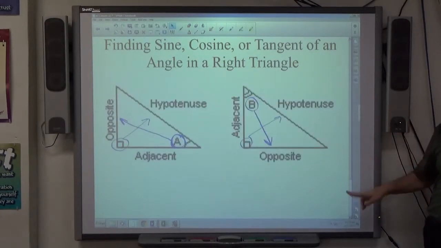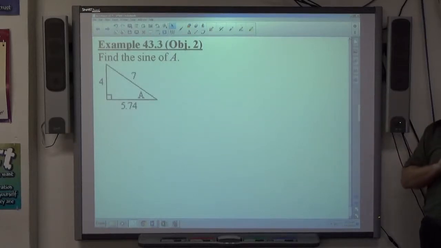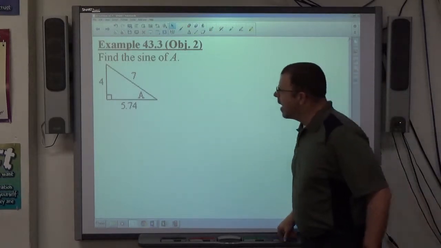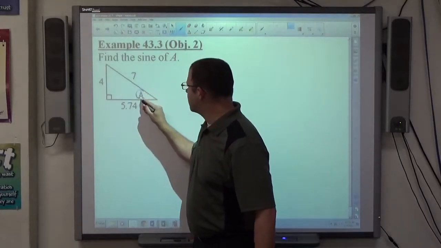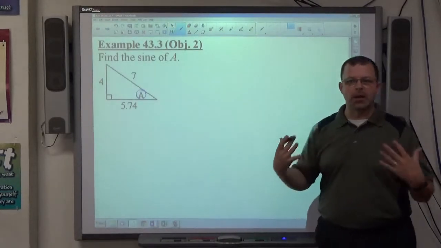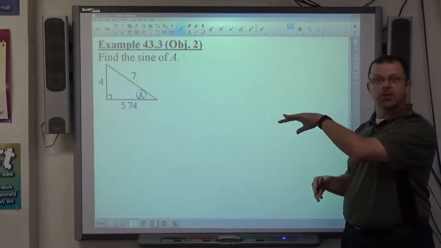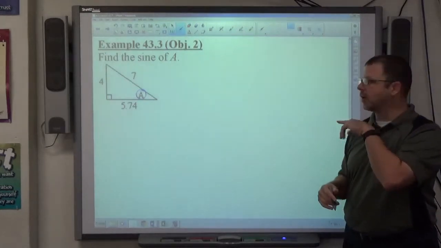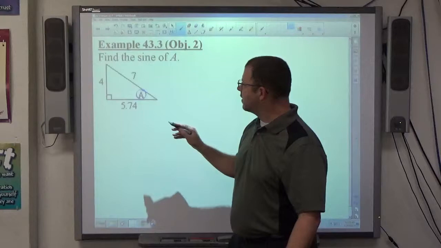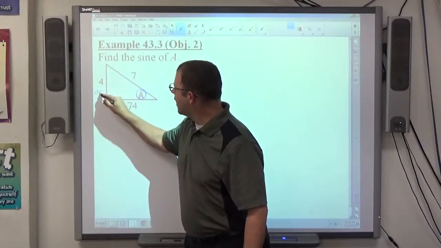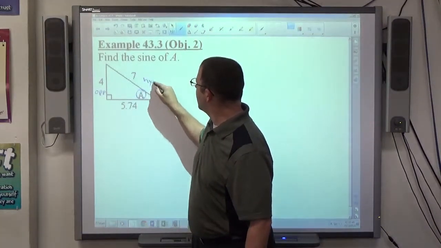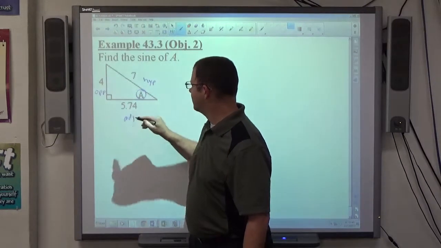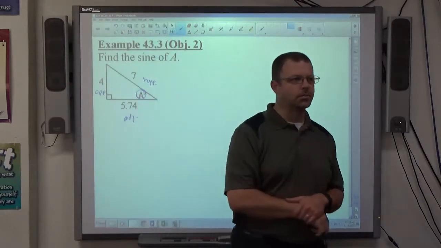So, if I've got a problem of this variety, find the sine of A. Okay, this is what we're supposed to do. Now, A is some angle I don't know, and A is obviously right here. If I see a problem like this on your homework, what I expect to see on your paper is a picture of the triangle drawn with A marked and the right angle marked. I expect to see the opposite side, the hypotenuse, and the adjacent side identified. Like so.